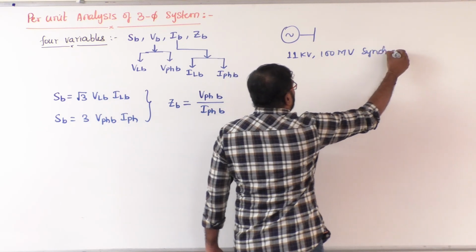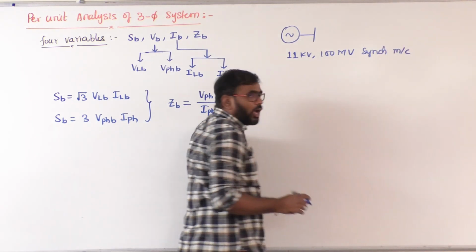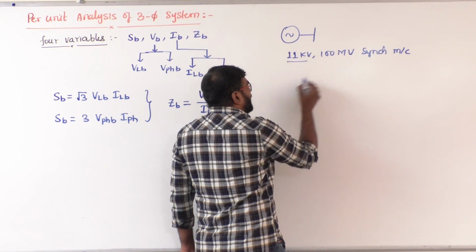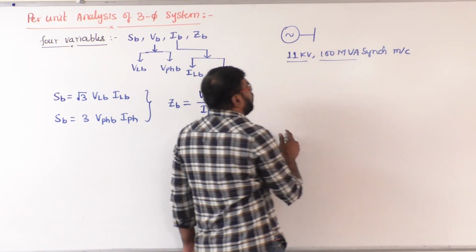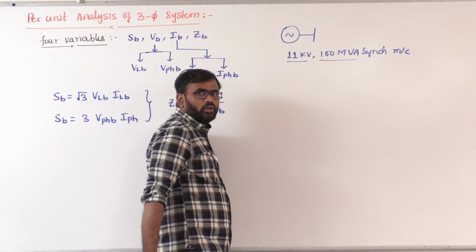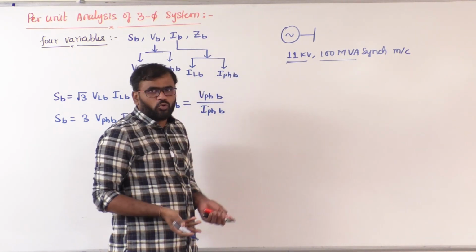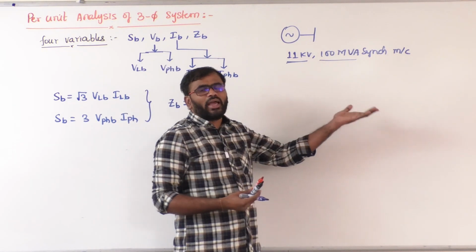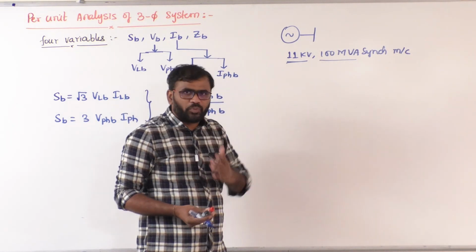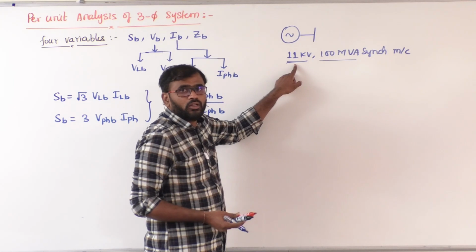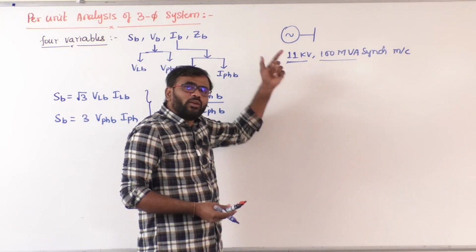It is an 11 kV, 100 MVA synchronous machine. Now tell me, voltage rating and MVA rating are available. If the voltage rating is available, I can define the base voltage. If the MVA rating is available, I can define the base MVA, that means S base. But tell me whether it is phase voltage or line voltage.